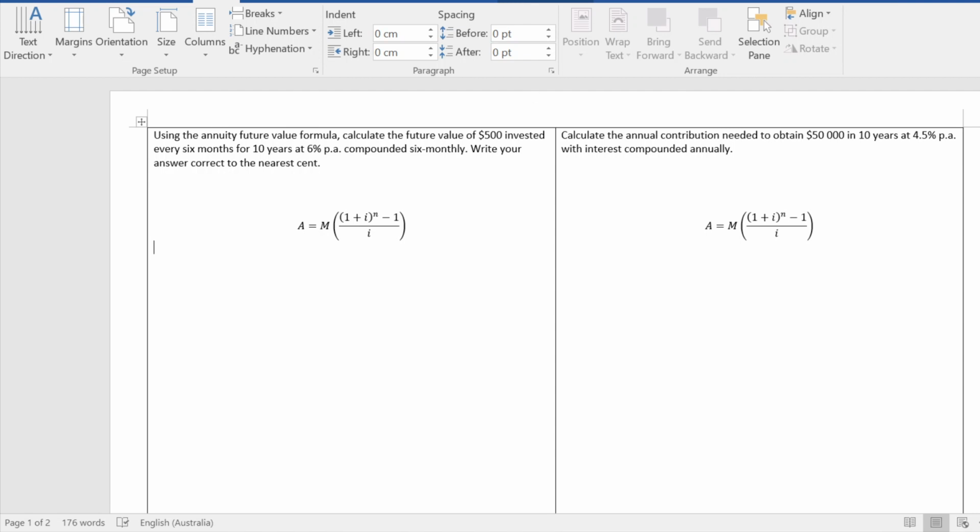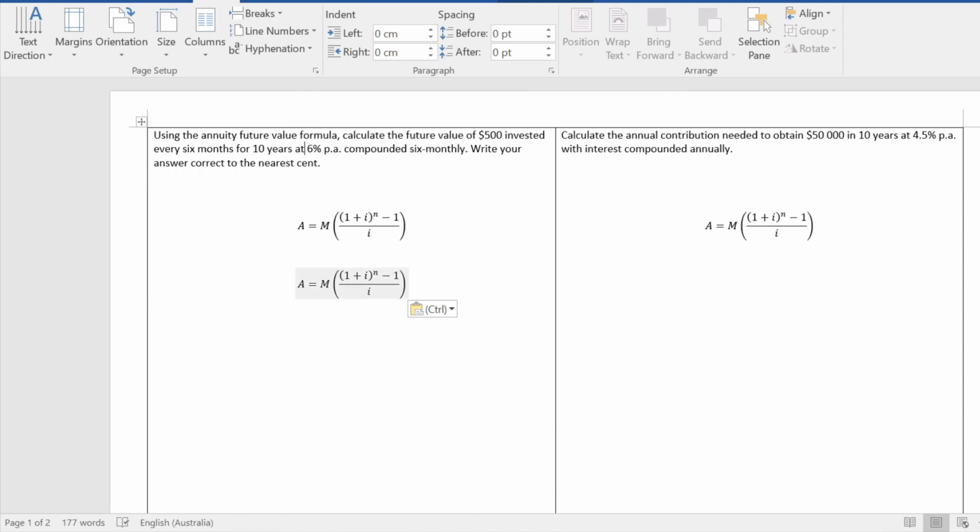Okay, so to start with, we've got using the annuity future value formula, which is this one here. Calculate the future value of $500 invested every 6 months for 10 years at 6% compounding 6 monthly. Write your answer correct to the nearest cent. Okay, so we've got our formula here. Let's just go through and substitute everything.